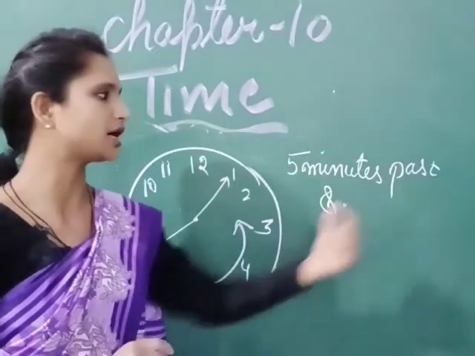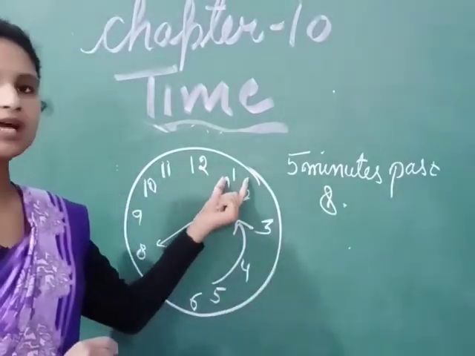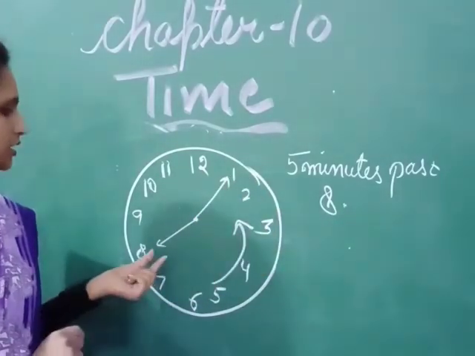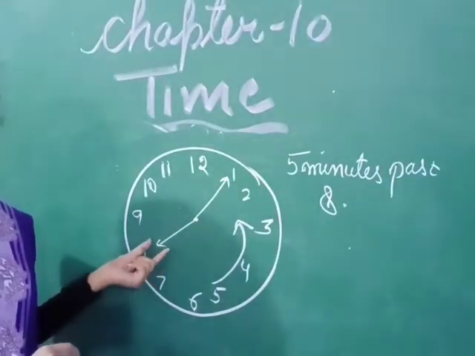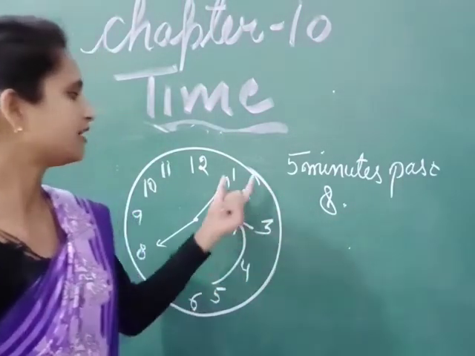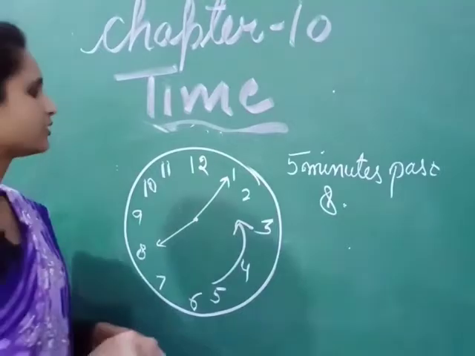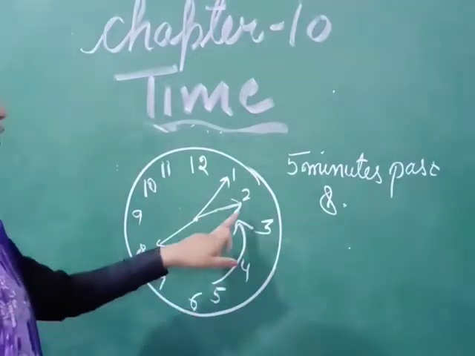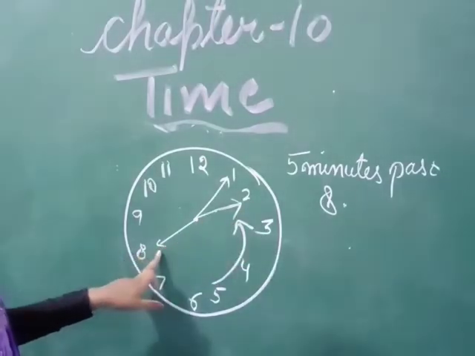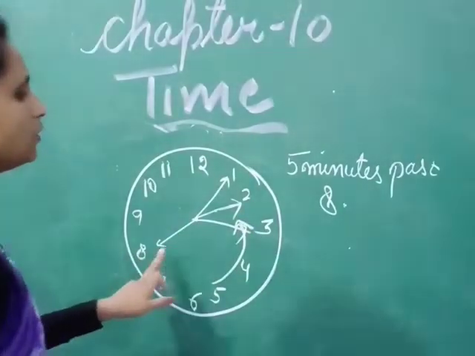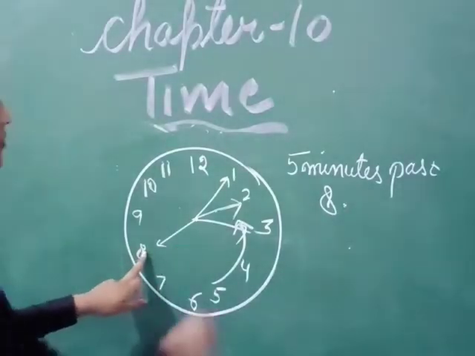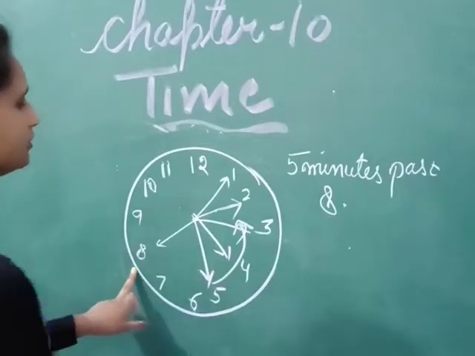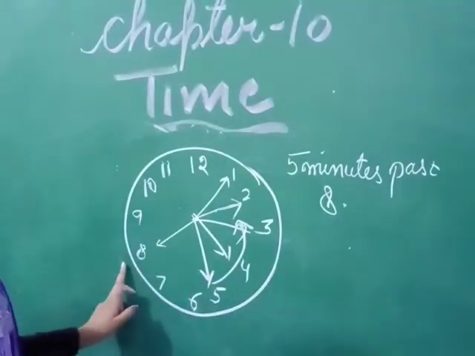According to the first point, if the minute hand will be before 6, we have to use minutes past. First we have to write the minutes, that is 5 minutes. Then we have to write the hour hand, and it is at which number? That is 8. 5 minutes past 8. If it was at 2, then you have to write 10 minutes past 8. Now 15 minutes past 8. Now 20 minutes past 8.